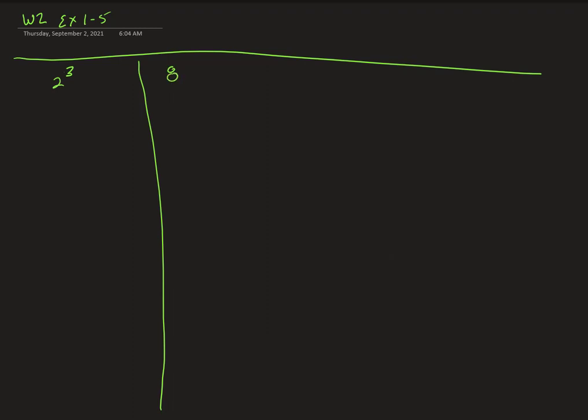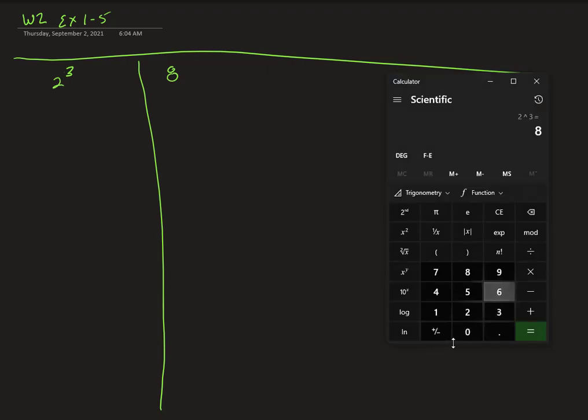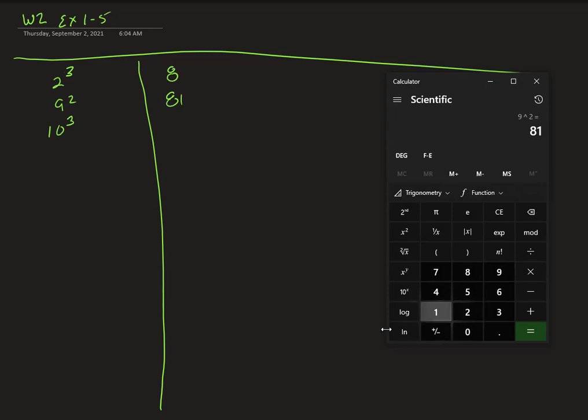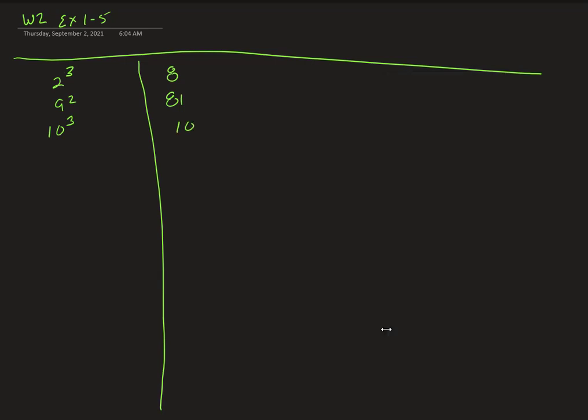How about 9 squared? 9 squared, 81. What's 10 to the third? Might be able to do that without a calculator, but we'll put it on there anyway. 10 to the third is going to be 1,000. It's a 1 with 3 zeros.